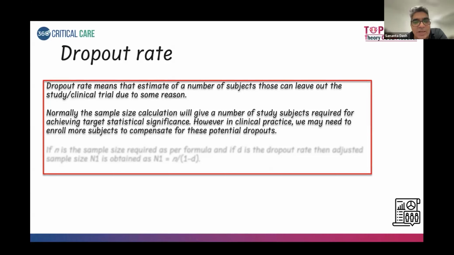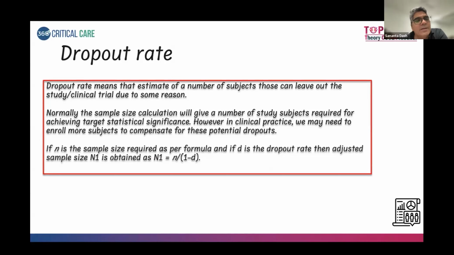What is the usual dropout rate? You have to factor that into your calculation of sample size. Now, if n is the sample size required as per the formula, and if d is the dropout rate, then the adjusted sample size, which is n1, is obtained by the following formula, where n1 is n divided by 1 minus d. So this is just for a statistical understanding. You have to factor in the dropout rate while calculating the sample size. So basically, back to the second slide that I showed you, there are 4 major factors and 2 minor factors that you have to look for while calculating the sample size.